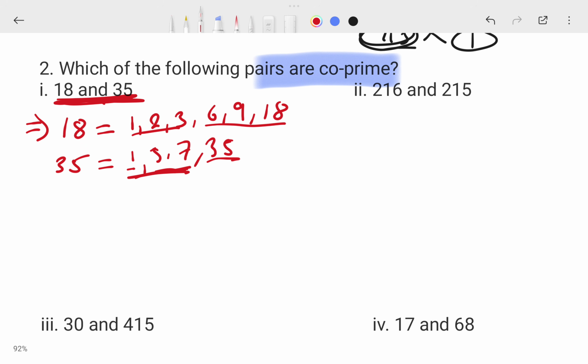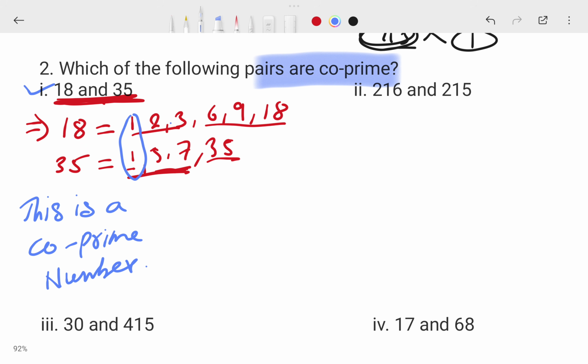In these factors we have to see which numbers are common. Here, 1 is common in both. After that, 5 is not in the other, 7 is not in the other, and 35 is not in the other. So these numbers have only one common factor. If numbers have only one common factor, it means they are co-prime numbers. So this is our co-prime number.